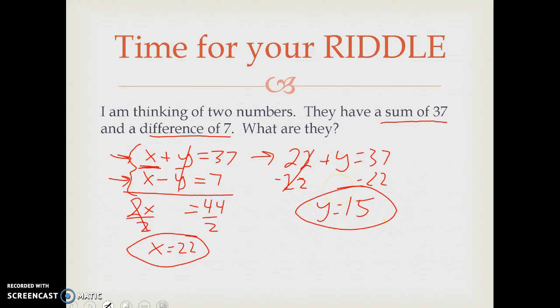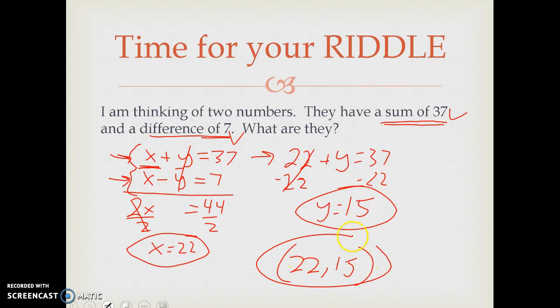Let's just see if we did find these numbers. Do these two numbers have a sum of 37? Well, 22 plus 15 does equal 37. And do they have a difference of 7? 22 minus 15, does that give me 7? And that also does. So my two numbers are 22 and 15. And that's solving by elimination. We're just adding the two equations so that one of the variables is eliminated.